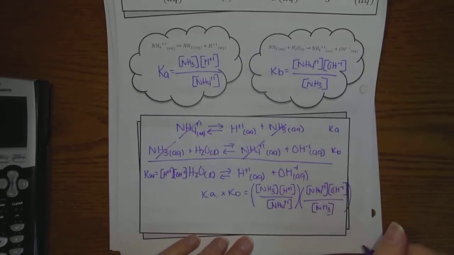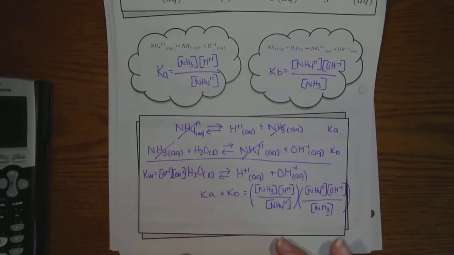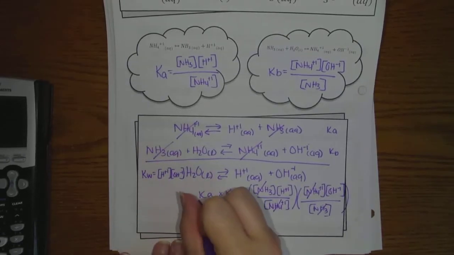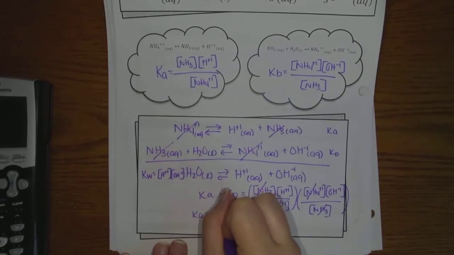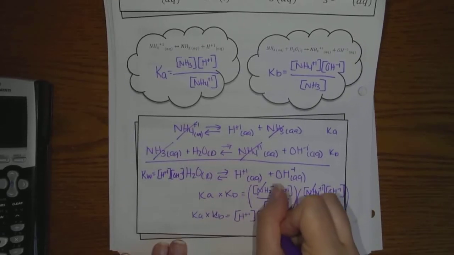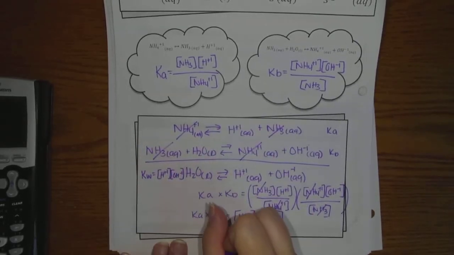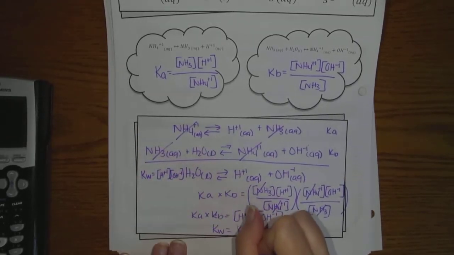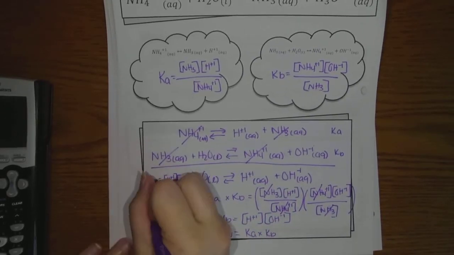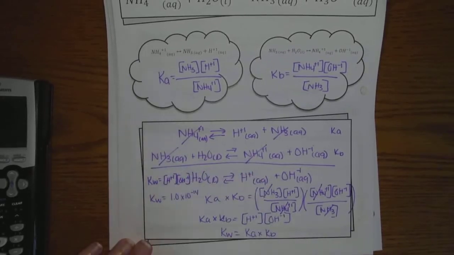Now we're going to eliminate things that we can eliminate, just like thinking of this as one whole fraction. So I can eliminate this and this. So when I get Ka times Kb, that goes to form H plus times OH minus. That's the same thing as Kw, so we can figure out that Kw is equal to Ka times Kb. And you're going to learn that Kw is equal to 1.0 times 10 to the negative 14.